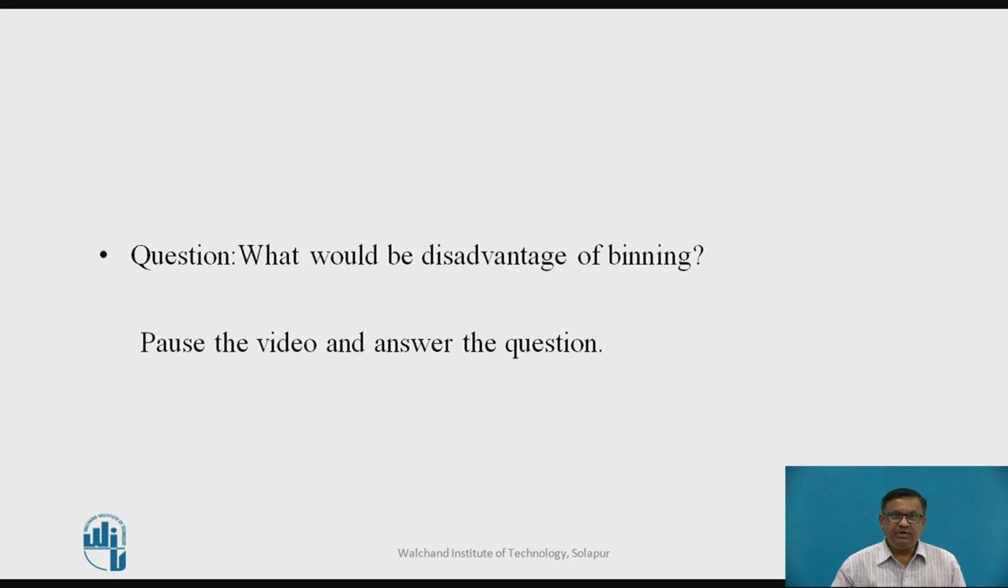Question: what would be the disadvantage of binning? Okay, pause the video and answer the question. If you look at the previous question, binning prevents overfitting, but what it does is reduce the generalization. The disadvantage of having binning is that it reduces the generalization.